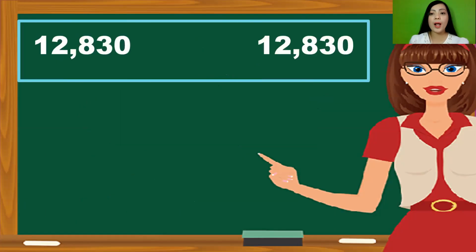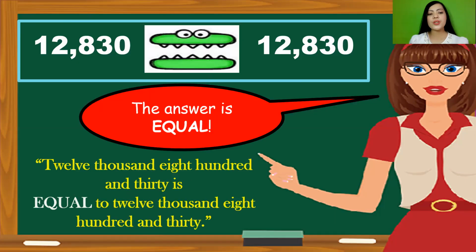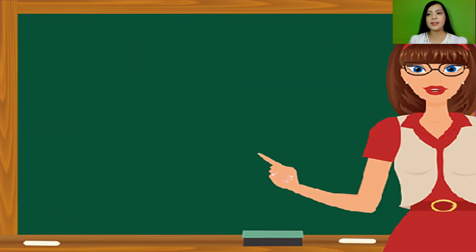Right, next number, 12,830, 12,830. Very easy. Look at the 10,000s place, the same. 2 and 2 the same. 8 and 8 the same. 3 and 3 the same. 0 and 0 the same. So definitely this is equal. So the answer is equal. 12,830 is equal to 12,830. All right, next one.